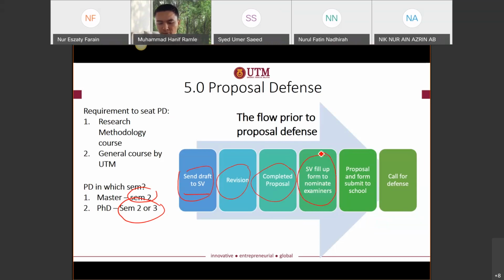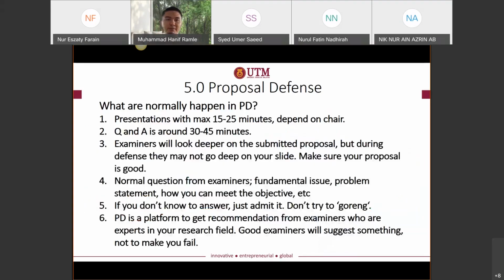The supervisor will fill up a form to nominate the examiner, normally an internal examiner only, either from the faculty or school. The proposal and form are submitted to the school, and the school will call for the proposal defense. What normally happens in the PD: a presentation of maximum 15 to 25 minutes, depending on the chair. The chair will explain the rules before it begins. Q&A is around 30 to 45 minutes.